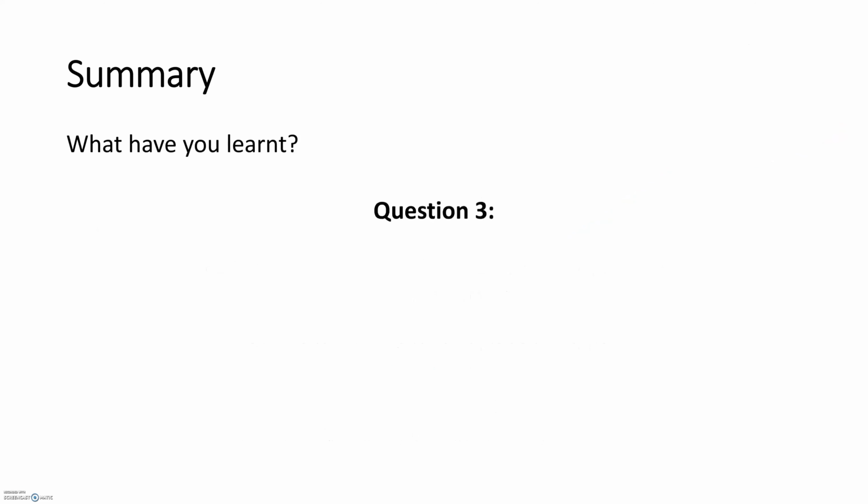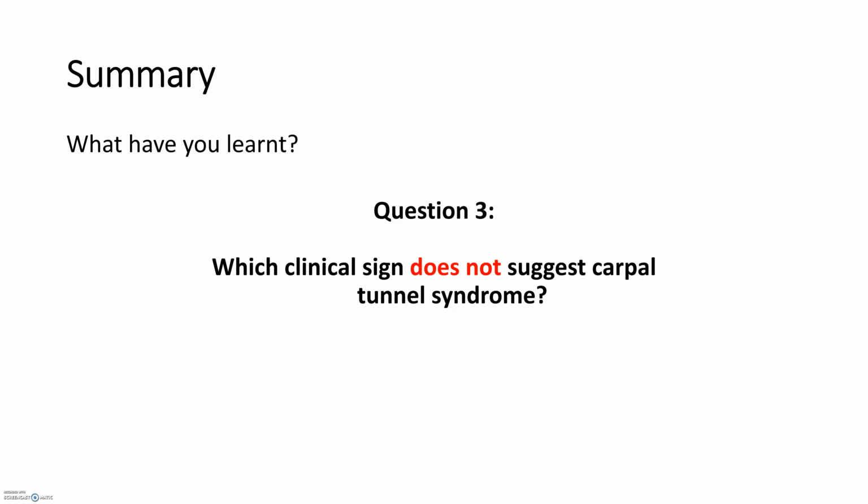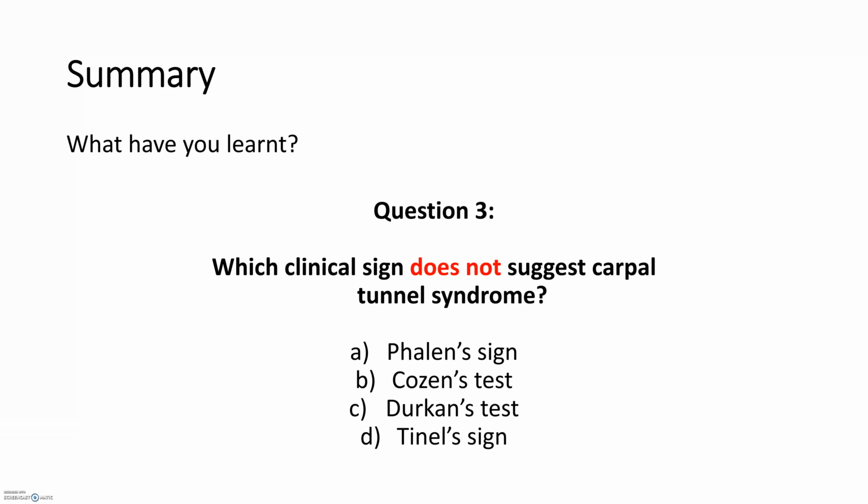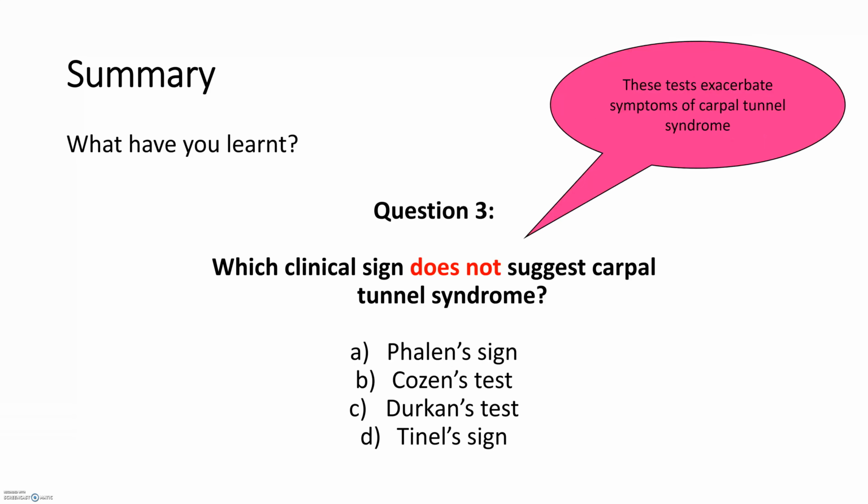And the final question, which of these clinical signs does not suggest carpal tunnel syndrome? And the answer to this one is Cozen's test. This is for lateral epicondylitis.